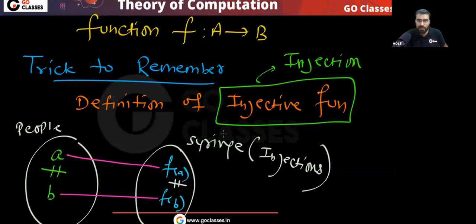It is a coincidence that they are calling it an injective function, an injection, and the same thing happens with injections also. If you have two different people, they should get different injections. Is this clear? Please let me know. So this is how you can remember it. A very simple point.